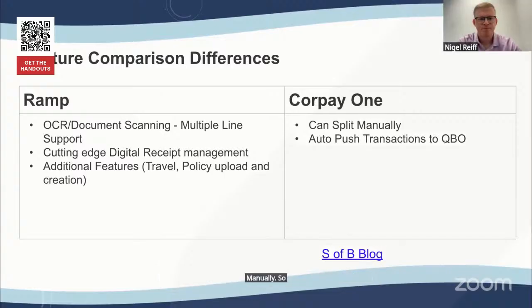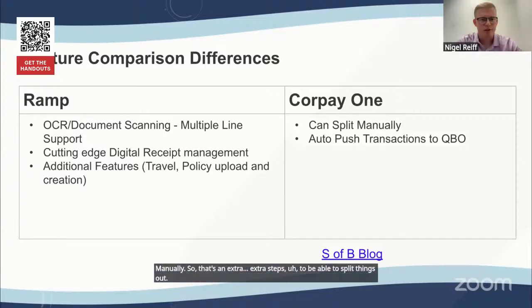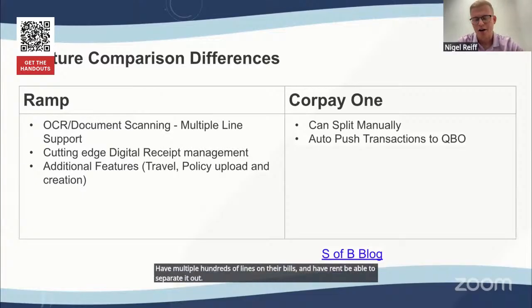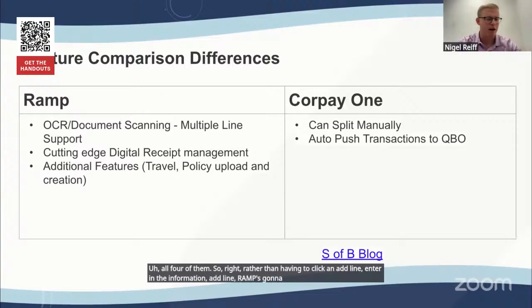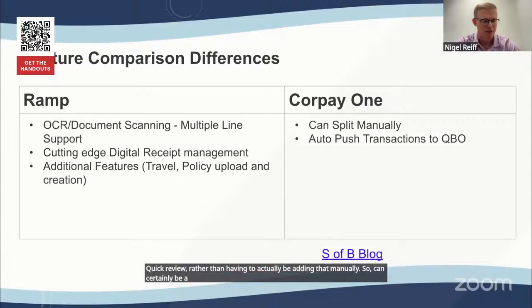So that's an extra step to be able to split things out. Exactly. And just to add a little more detail, we've had customers with multiple hundreds of lines on their bills and have Ramp be able to separate it all out for them. So rather than having to click add line, enter the information, add line, Ramp's going to do all of that for you, so you can come in and just do a quick review rather than having to add that manually. So it can certainly be a significant time saver.